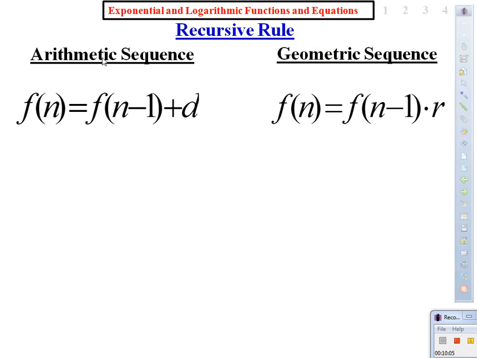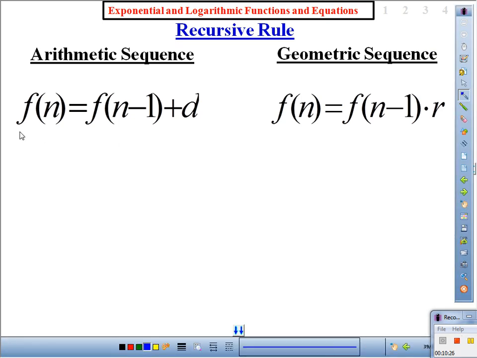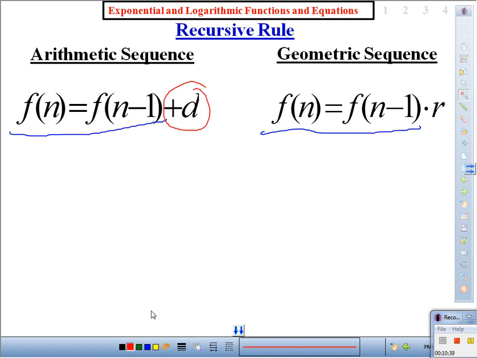So look at the arithmetic sequence. F of n equals f of n minus 1 plus d. For geometric it is f of n equals f of n minus 1 times r. Tell your neighbor what's the same for both. Why is it going to be easy to memorize this form? Recursive. Very good. Because the beginning is the same for both. F of n equals f of n minus 1. What's the only difference for both? That for arithmetic we put plus d, and for geometric we put times r.